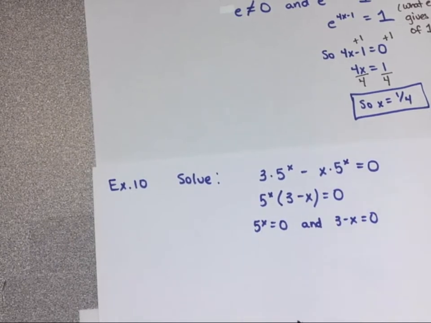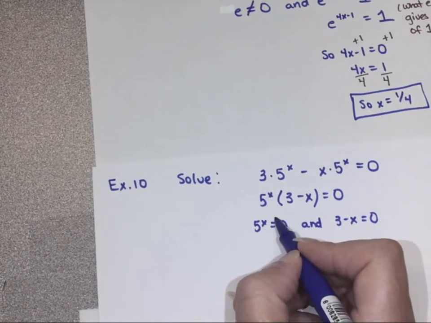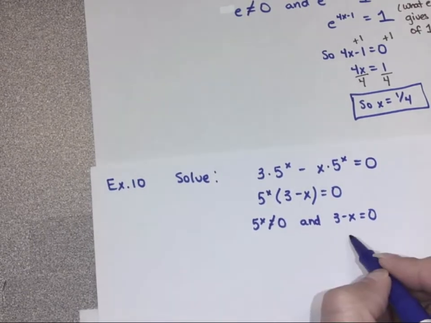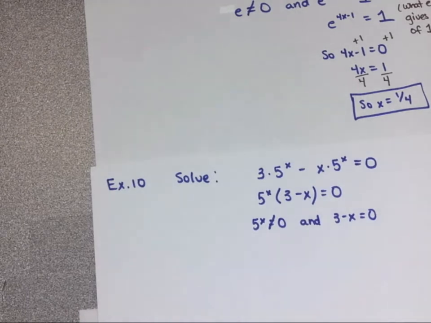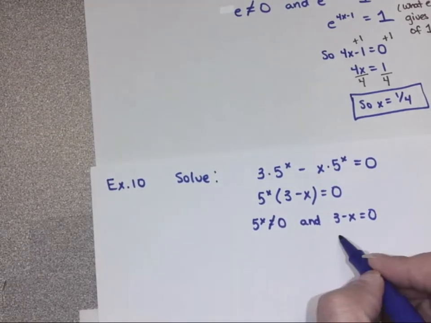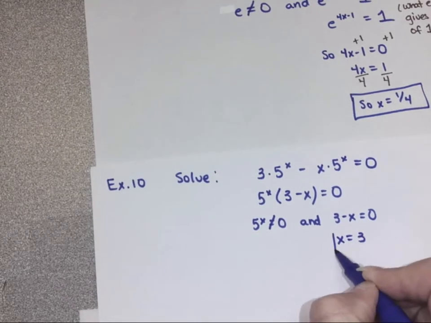But what can we say about this guy? 5 to the x what? Never 0, right? And then what do we get here? Just be careful about the signs. If you move the 3 over, you'll still have a negative x, right? So what's actually x equal to in this one? X is 3.